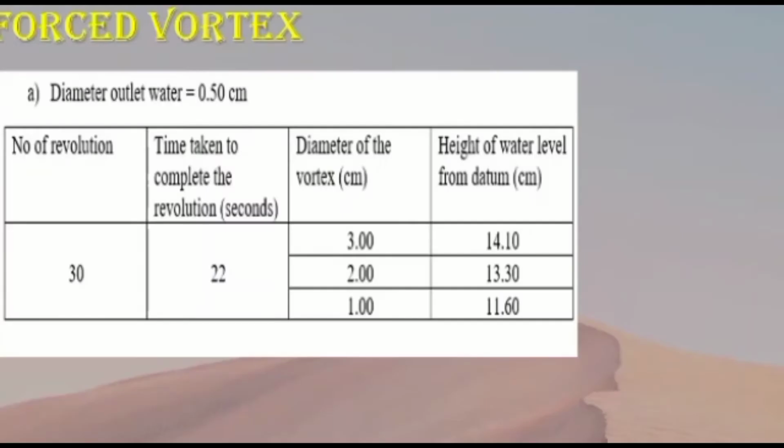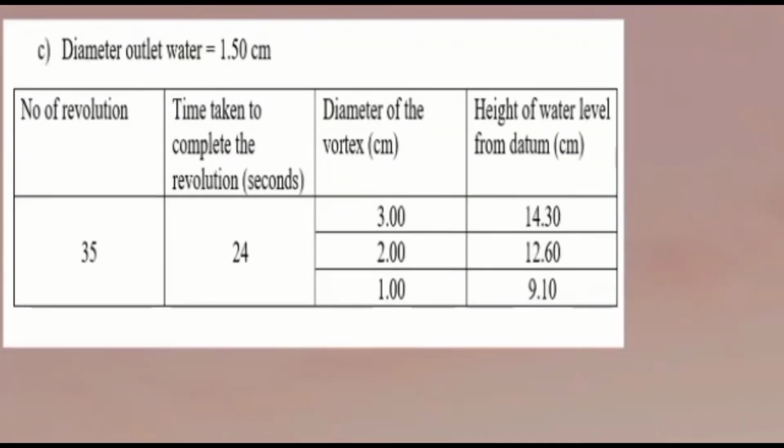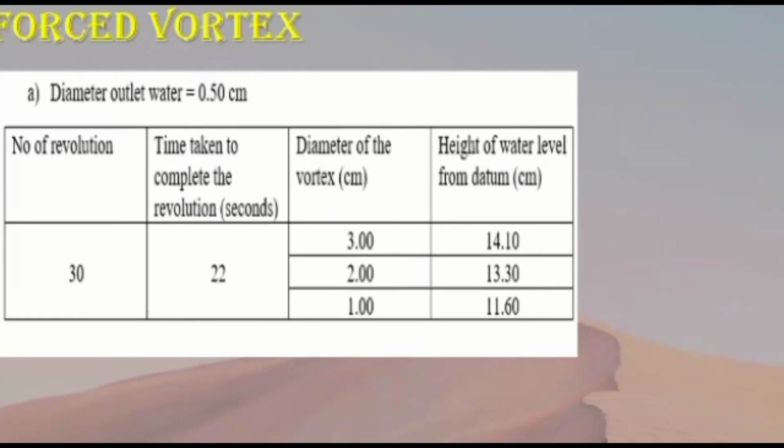For the forced vortex, we also use the outlet water diameters of 0.5 cm, 1.0, and 1.5 cm. The number of revolutions, time taken to complete the revolutions, diameter of the vortex, and height of the water level collected from the experiment are tabulated here.